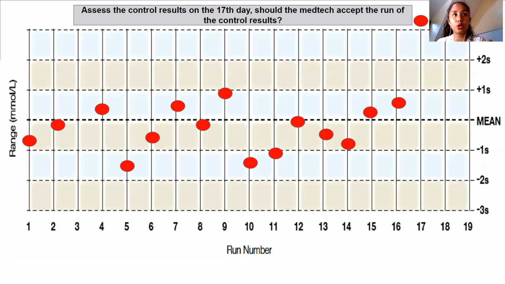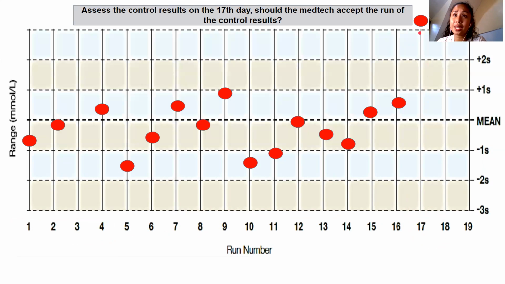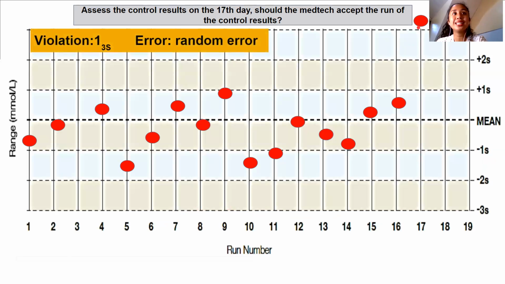So assess the results on 17th day. So tingnan mo yung sa 17th day. So apparently, lumampas siya ng 3S. Dito ba sa negative 3S, may lumampas ba? Wala. So, this violation is 1 3S. The error is random error and its interpretation is out of control.